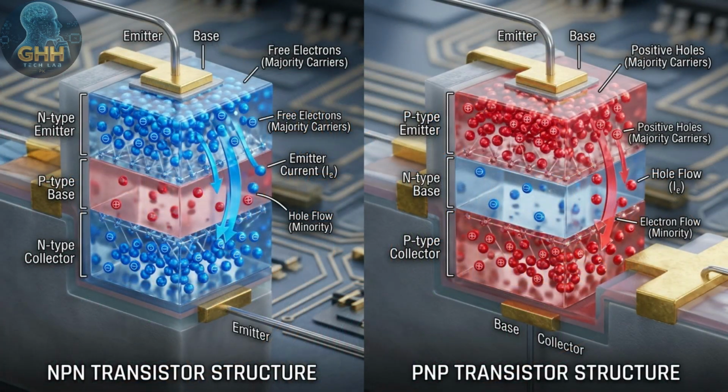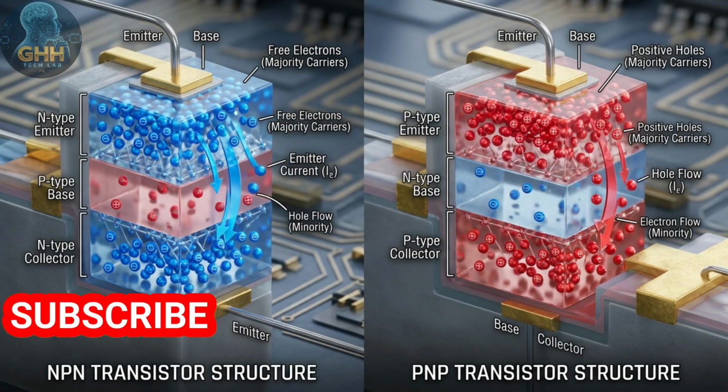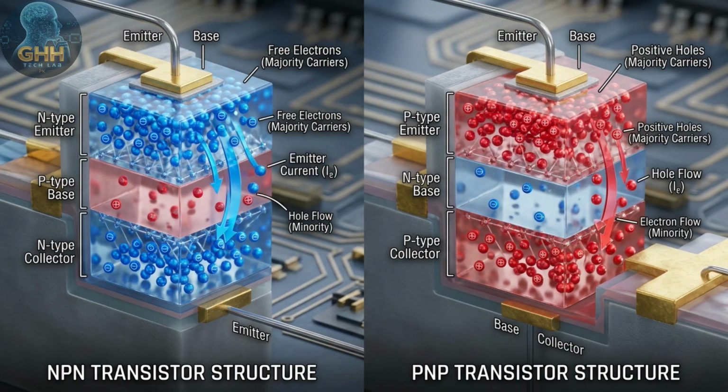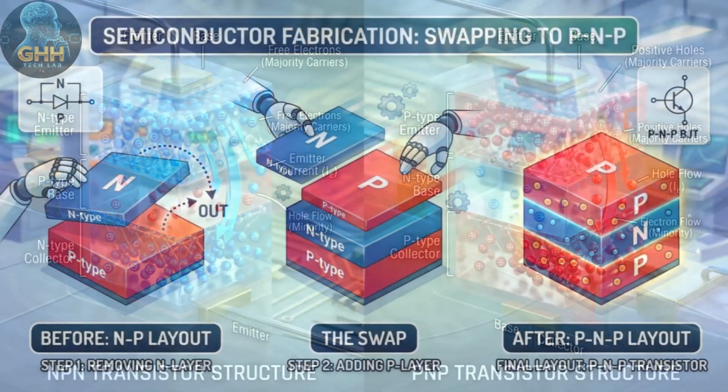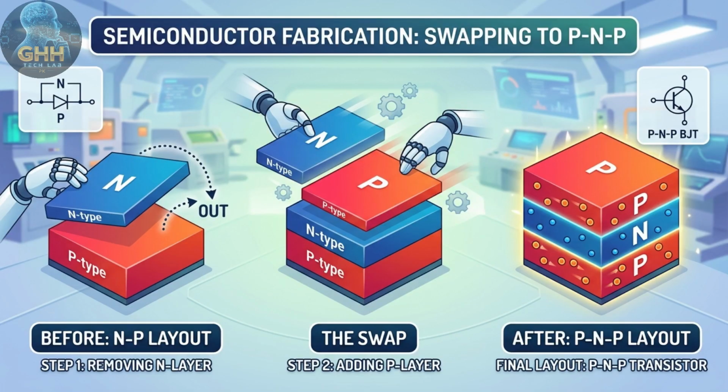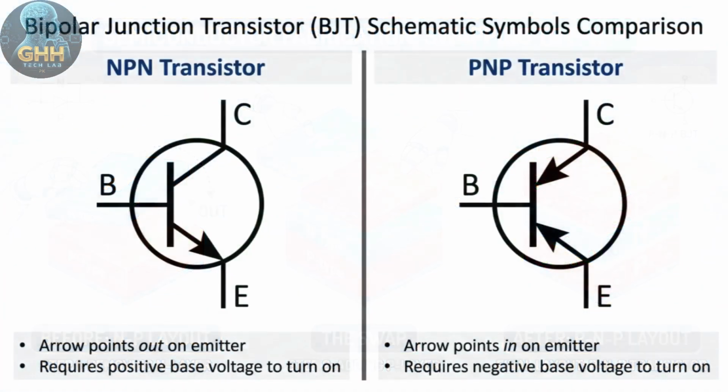To understand the core difference, we have to look inside the silicon sandwich itself. An NPN transistor places a thin p-type layer between two n-type layers, meaning its primary charge carriers are fast-moving free electrons. A PNP transistor flips this architecture completely, sandwiching an n-type base between two p-type layers. This means its primary charge carriers are electron deficiencies, commonly referred to as holes, which move significantly slower than free electrons. This physical inversion changes how we draw them on a schematic.